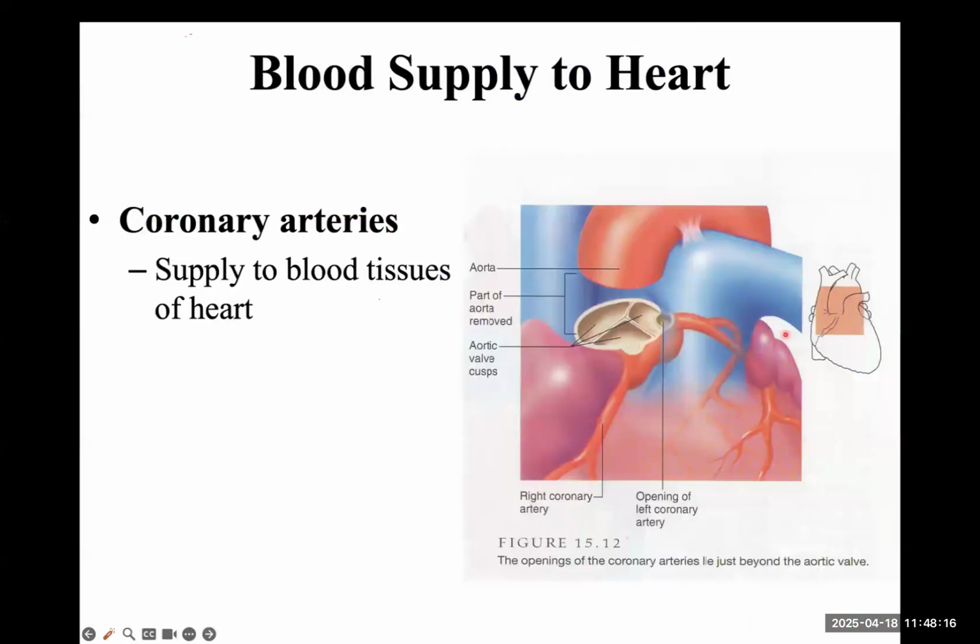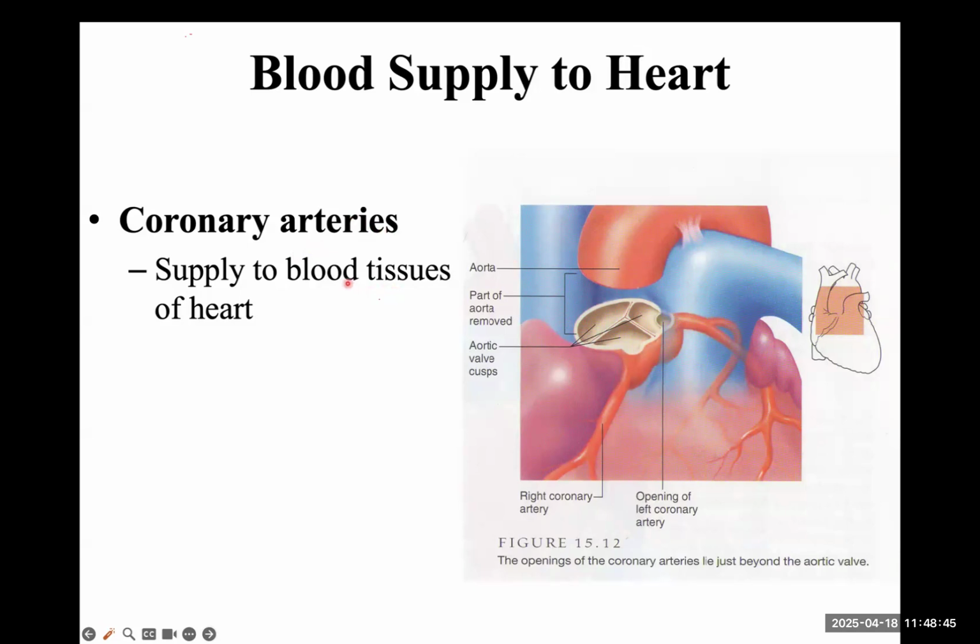So it might be hard to believe, but the heart itself doesn't get enough oxygen or energy just from simple diffusion. Just because you have blood inside the chambers of the heart, the atria and the ventricles, is not enough to feed the heart. So what you need is blood vessels that go into the myocardium, and that's going to feed the heart. And these blood vessels are called the coronary arteries. They supply the blood to tissues of the heart.